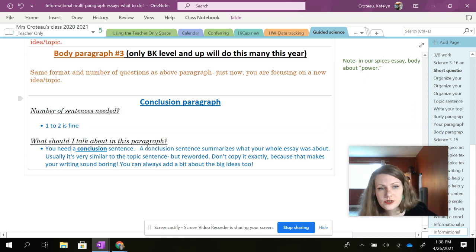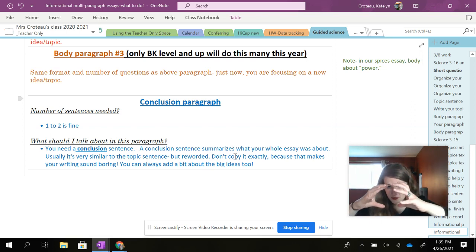And what do you need in a conclusion sentence? Well, it says you need a conclusion sentence. A conclusion sentence summarizes what your whole essay is about. Summarizes basically means tells it to me again in a new way. Usually, a very simplified version of what you wrote about in your whole paper, because you're not going to rewrite the whole paper, it would take all day. So when you think of a summary, you want to simplify. You want to take something this big and make it something this big, which is the part that's a little hard.